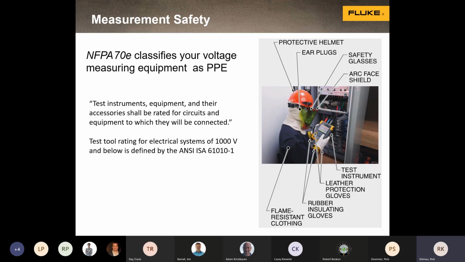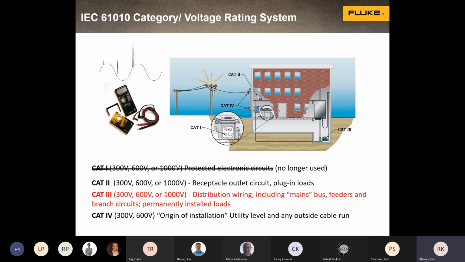Generally, the first job of a piece of test equipment where you're measuring voltage is to protect the user. NFPA 70E doesn't say a whole lot, not a lot of detail, about your test instruments. They point you to another safety standard.